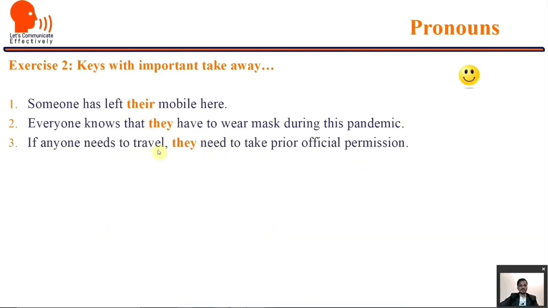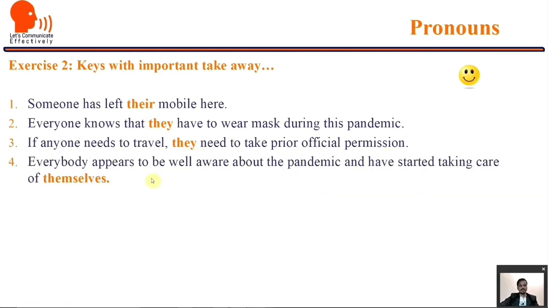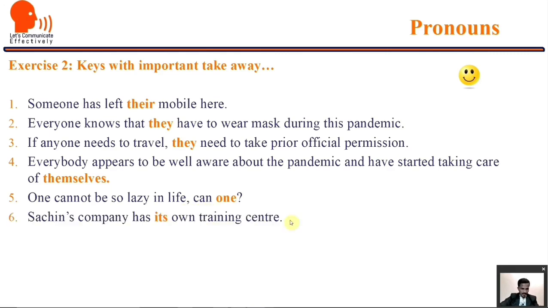If anyone needs to travel, they need to take prior official permission. Everybody appears to be well aware about the pandemic and have started taking care of themselves. One cannot be so lazy in life, can one? And Sachin's company has its own training center. So it's without an apostrophe. If I give an apostrophe here, it becomes it is.